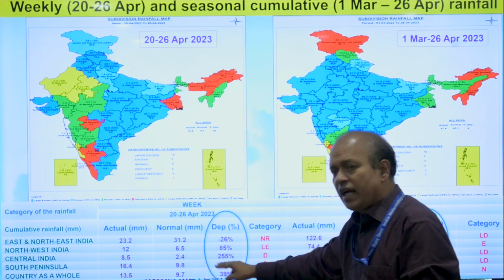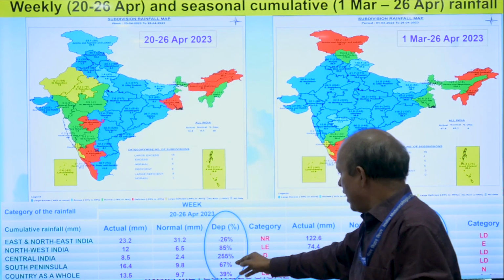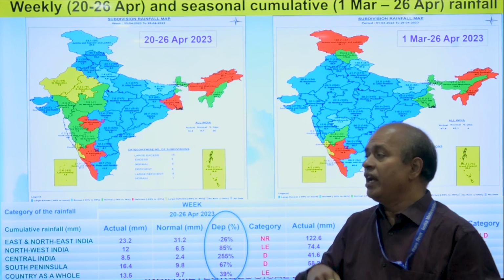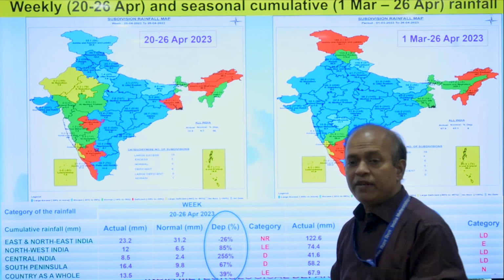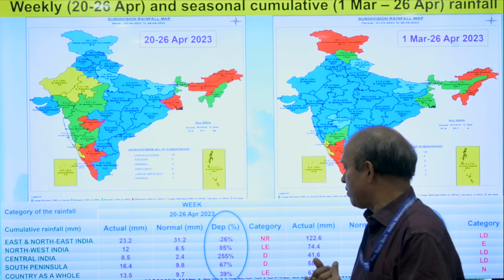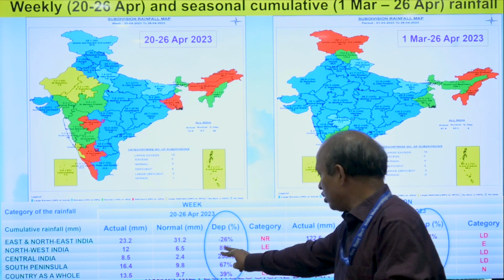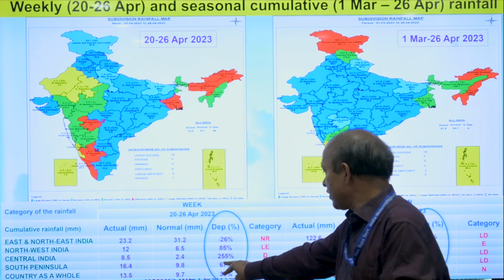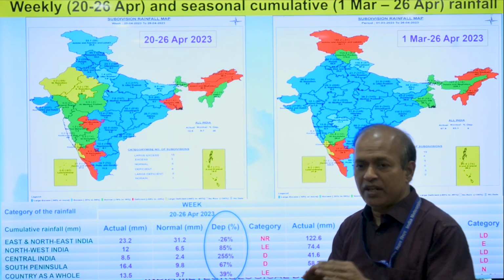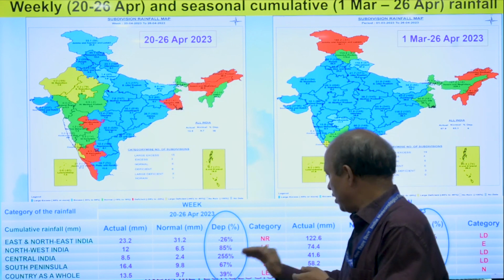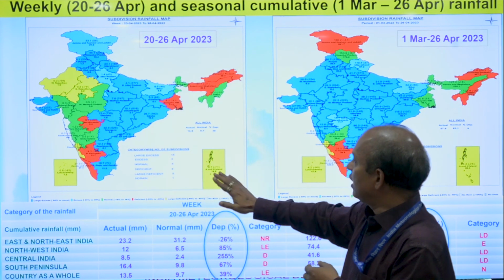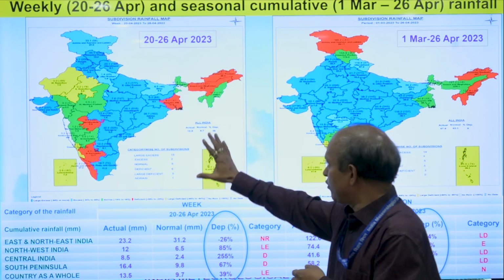So here all India it is 39% above normal, and central India 255% extra, that means that is positive departure, which is very high, a huge amount of rainfall with respect to normal. And also you can see northwest India as well as the South Peninsula. Except some part of northeast India, that is minus 26%, below normal rainfall, but otherwise we can see here a large above normal rainfall.